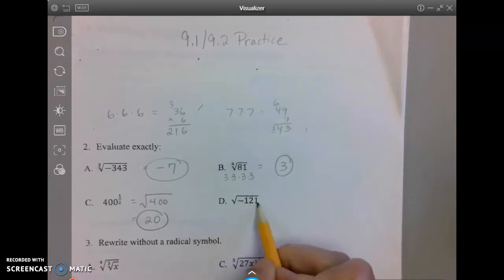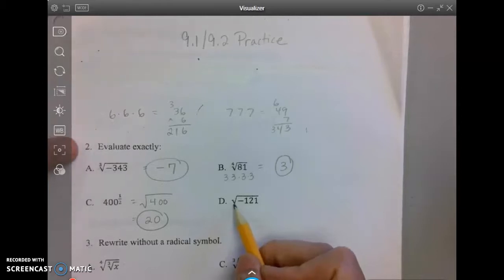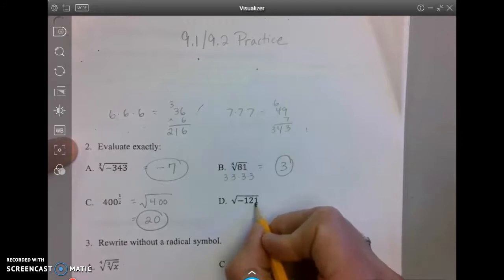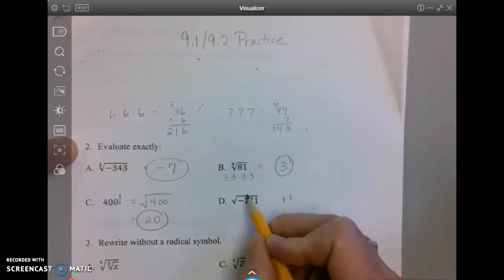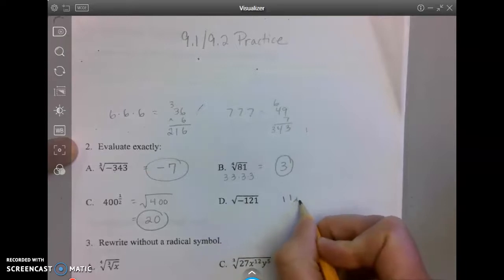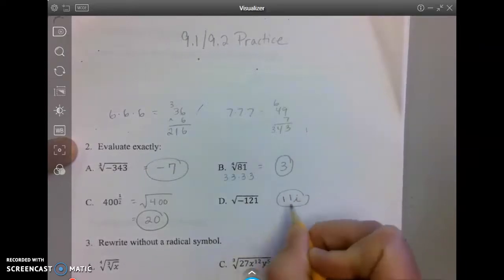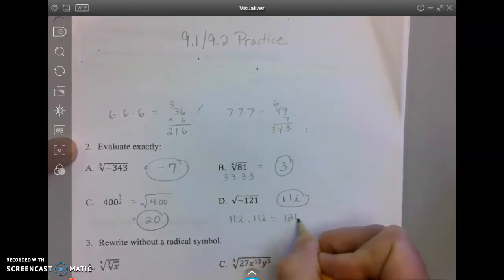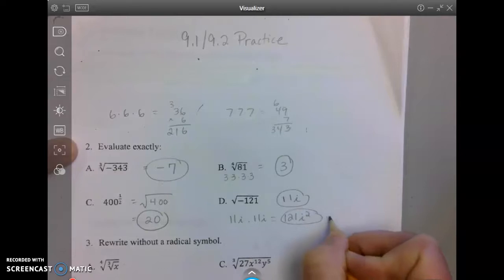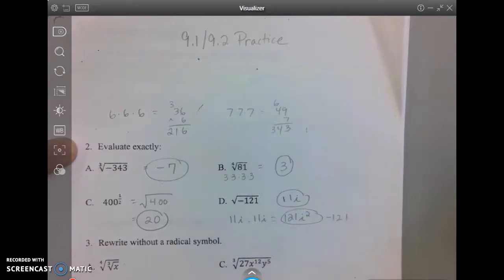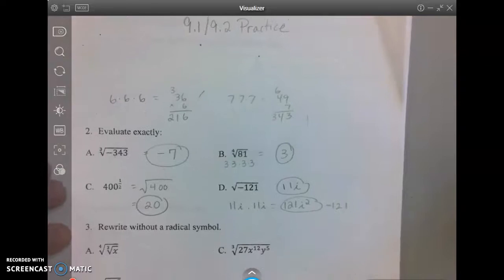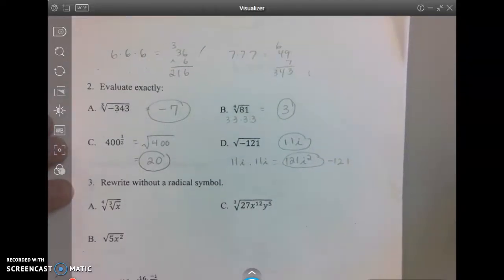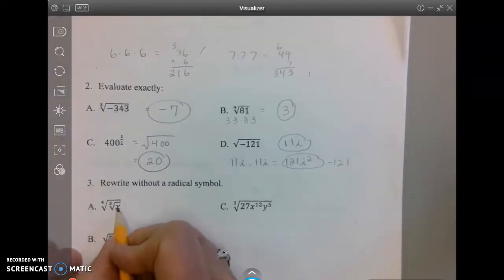Square root of negative 121. If this said real numbers only, this would be no real solution. Since it doesn't say that, I know the square root of 121 is 11, but in order for it to be negative, it's going to have to be i. And think about it, 11i times 11i is 121i squared, which makes it negative 121. Okay? All right, let's rewrite without a radical sign.